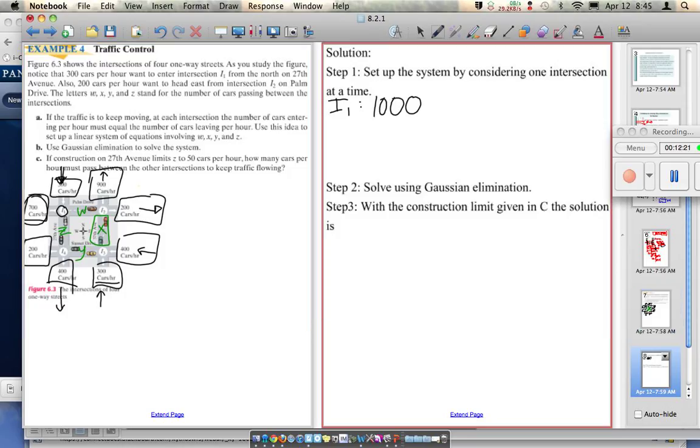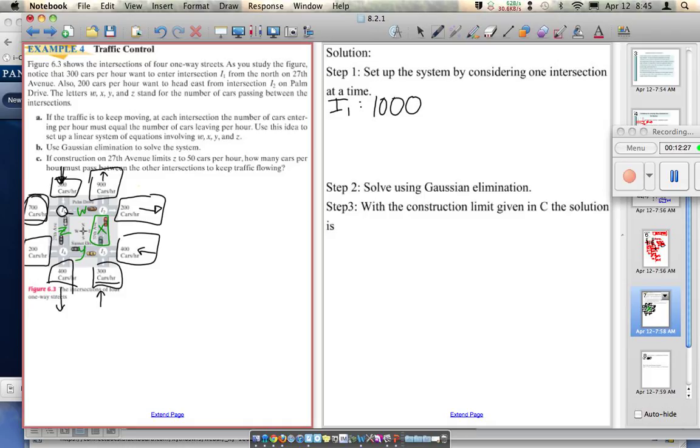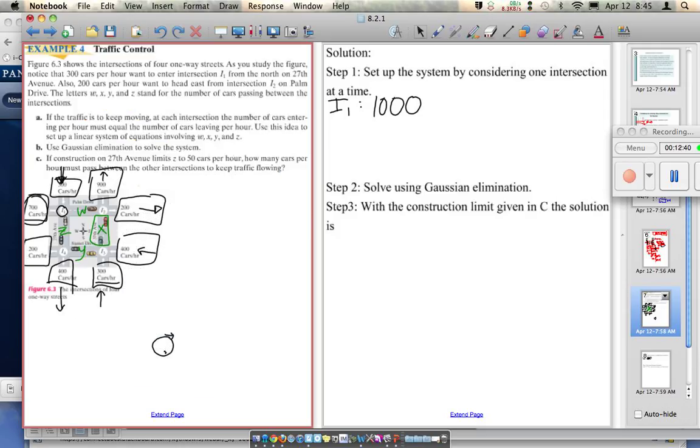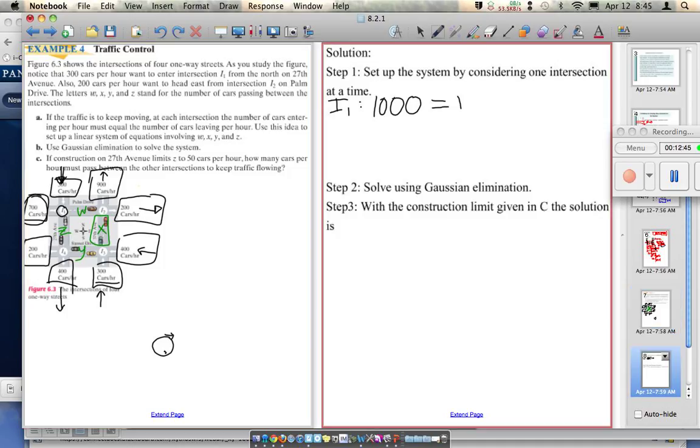But the question is, how many cars are leaving the intersection? Well, we don't know that because remember, we don't know how many cars are in this little section or how many cars are over here in this section where Z is. So we don't know the answer to that question, and that's actually what we're looking for. So we're going to describe intersection 1 as having 1,000 cars entering it, and that has to equal the number of cars leaving. Remember, that's the requirement to keep traffic moving. So that has to equal W plus Z because what enters must exit.